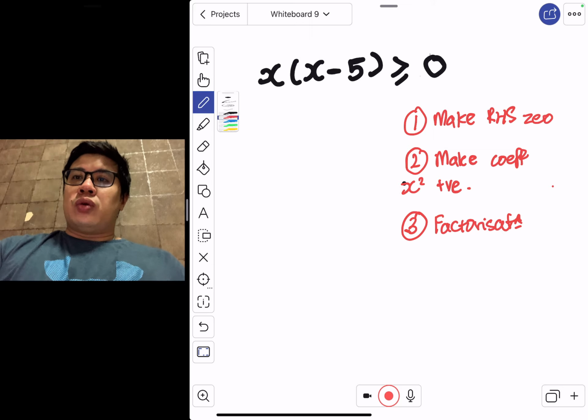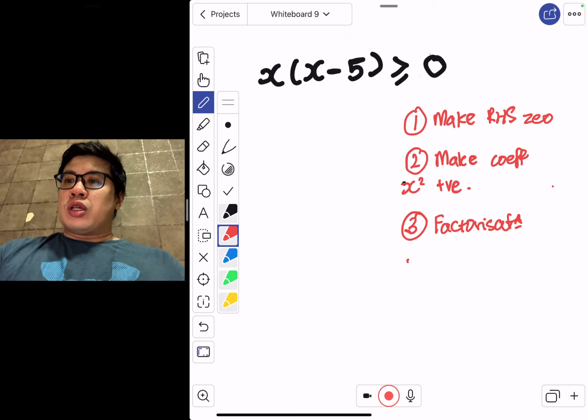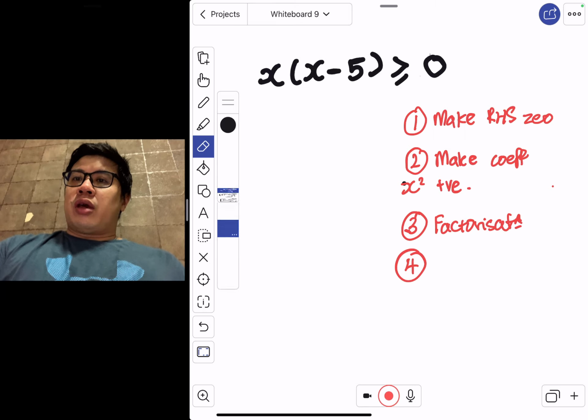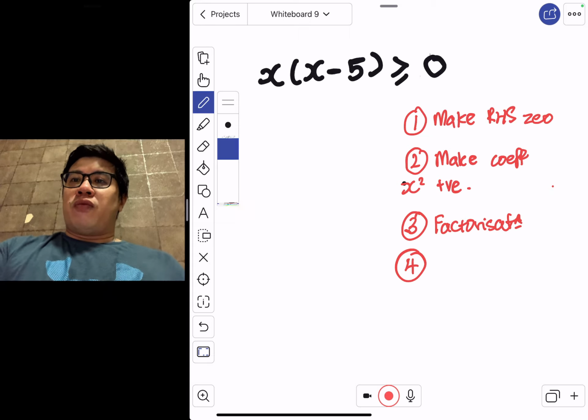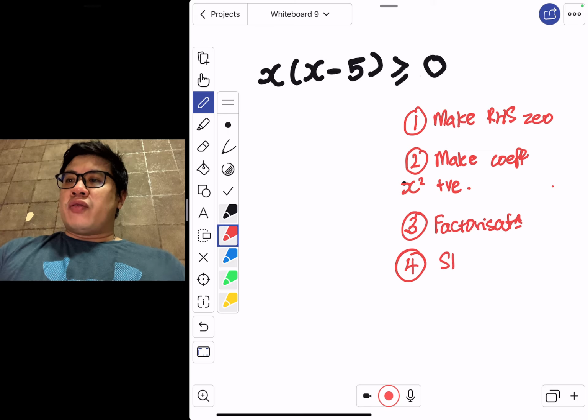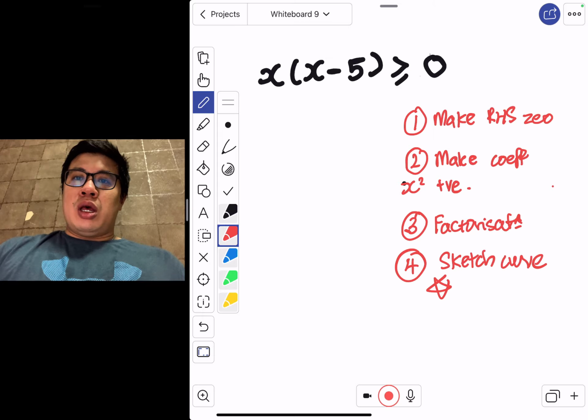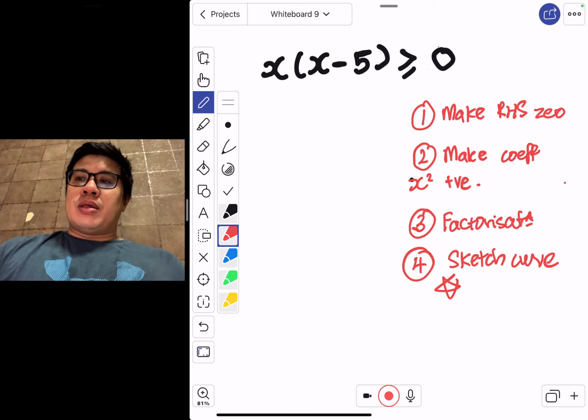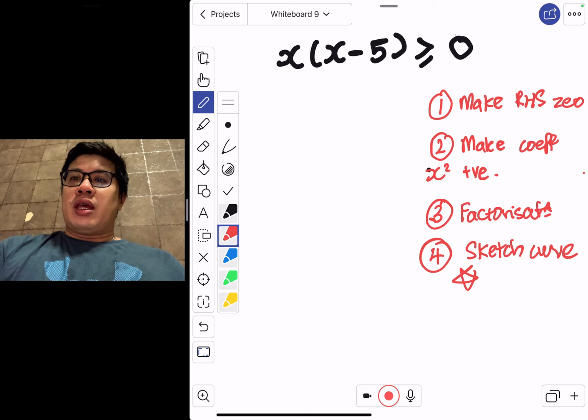Okay, so step number 4, which you must do, is always to sketch the curve. Step number 4 is the most important step. You must remember to sketch the curve. Since the coefficient of x squared is positive, you will be looking at a smiley face.